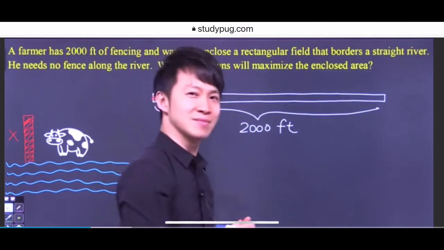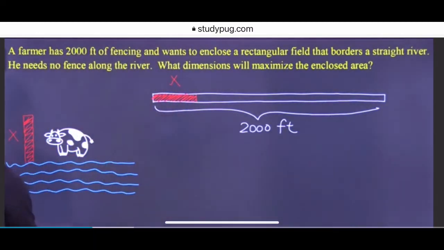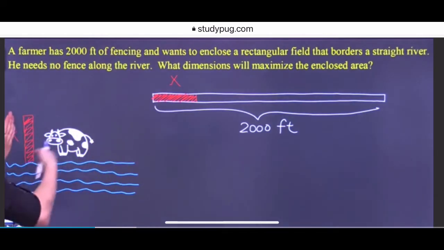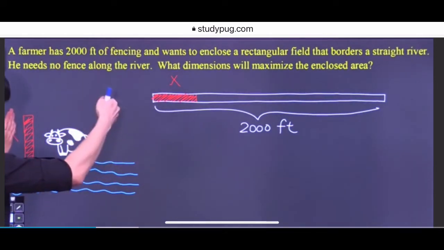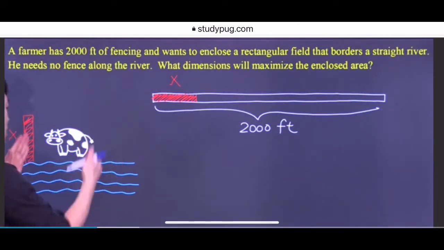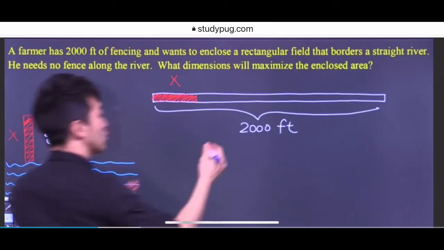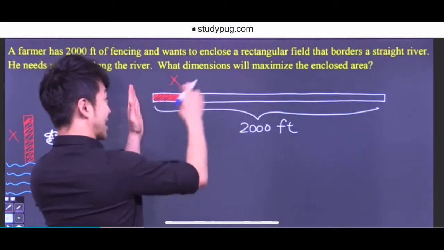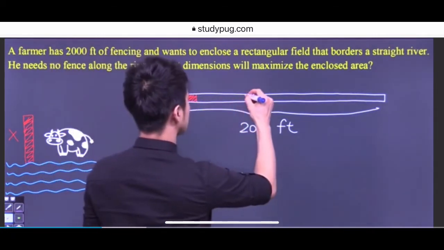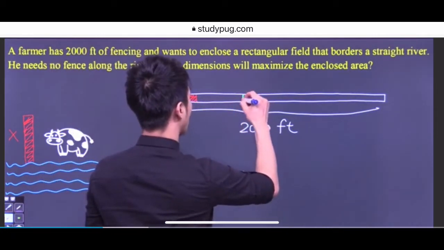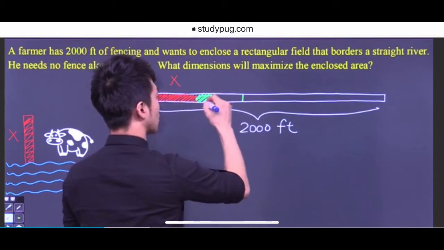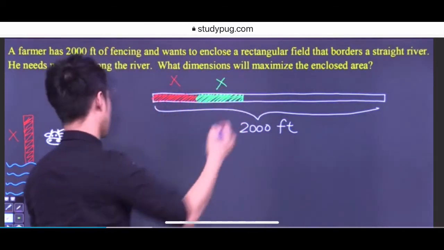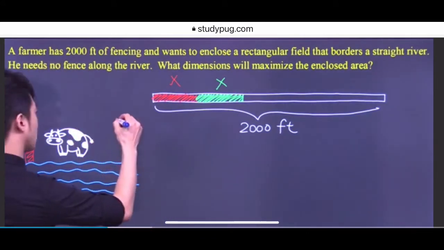Now let's build the second side. We know that for a rectangle, the opposite sides must have equal length. So let's build the opposite side now. Let's chop off another section with the exact same length, x, and then put it on the opposite side of the rectangle.